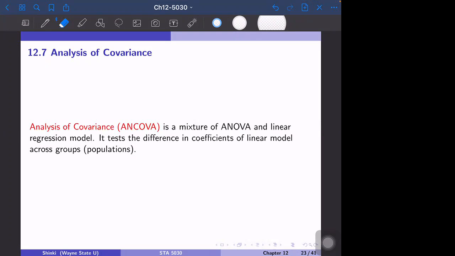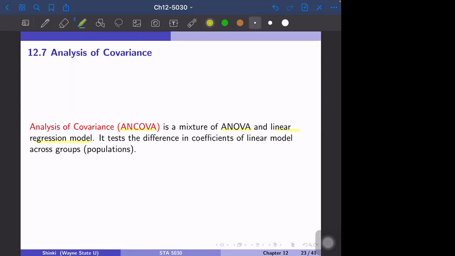Hi, section 12.7, the analysis of covariance. Analysis of covariance, or ANCOVA, is a mixture of ANOVA and the linear regression model. So we have both continuous and categorical predictors. And this tests the difference in coefficients of the linear model across groups.